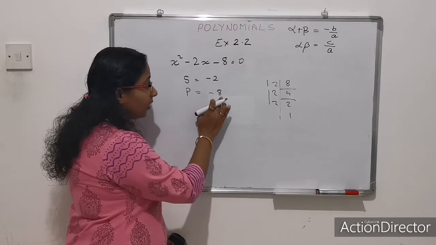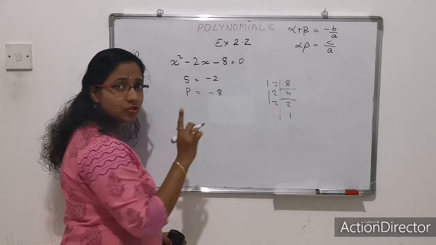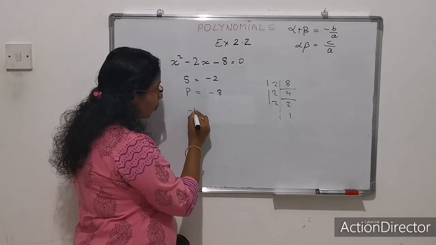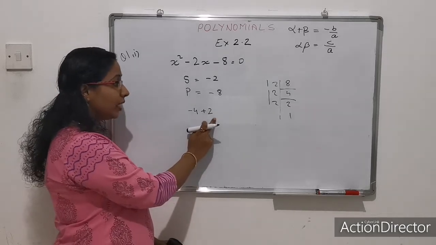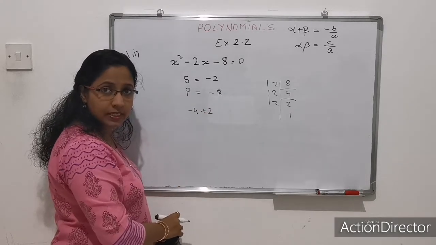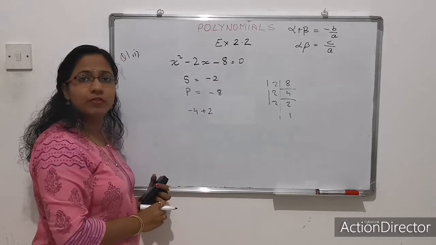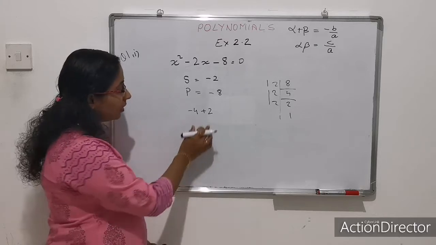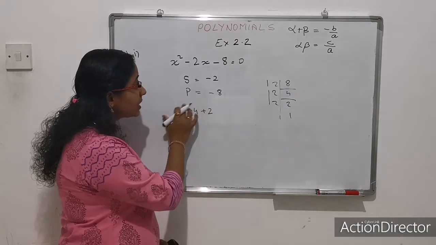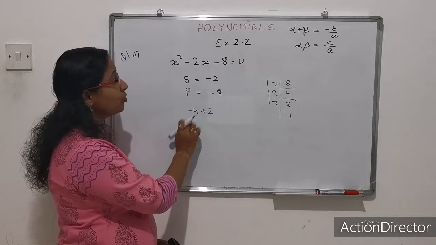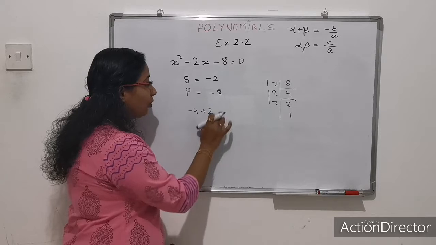Now since we have a negative product, it means one of these two numbers should be negative. So I am taking minus 4 plus 2. So this minus 4 into 2 will give you minus 8. Clear? And minus 4 plus 2 will give you minus 2. Right? Got this? So this is the combination I will use in place of this.